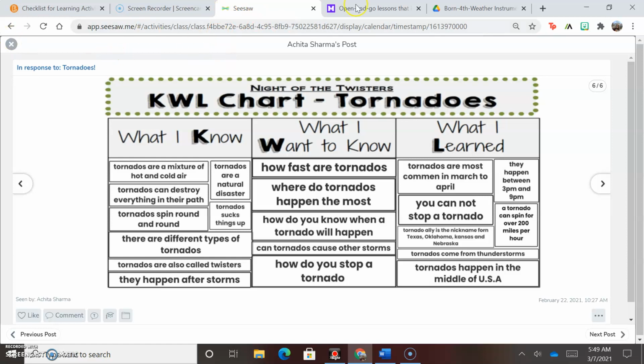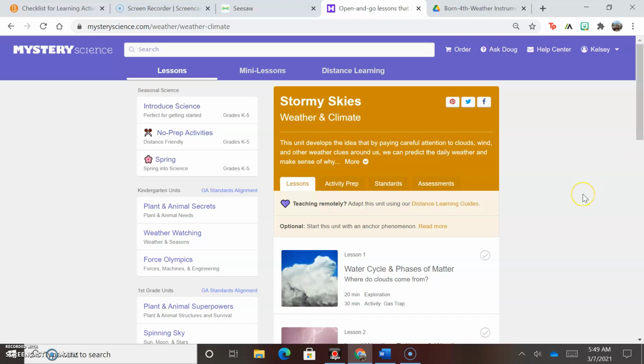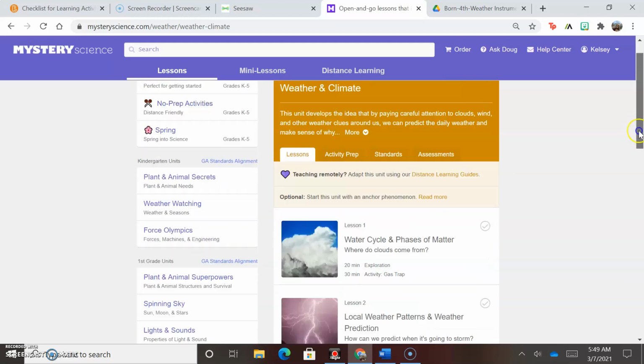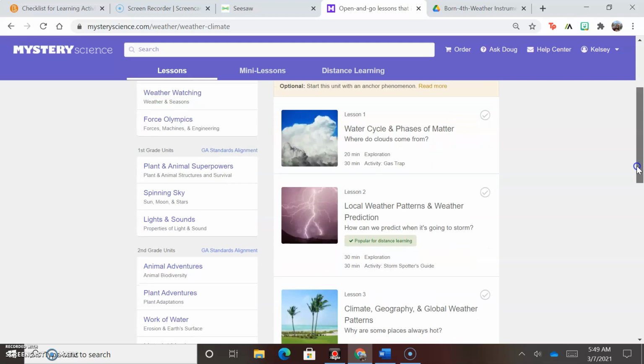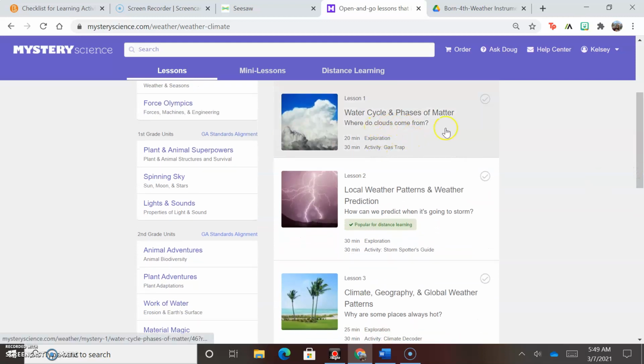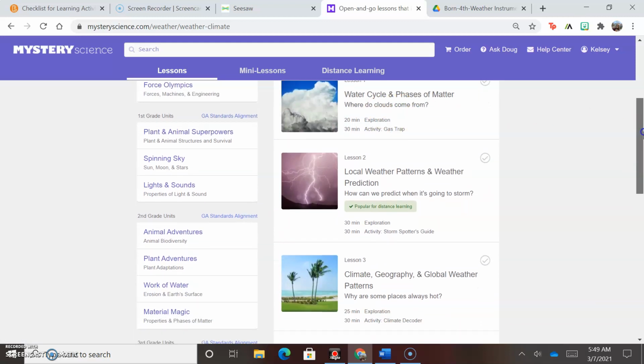So this was like our starter and opening, and that drove a lot of the instruction. And as for the science and the inquiry time, I used some water cycle lessons from Mystery Science, but mostly I used this unit, which is called Stormy Skies. The first one went through the water cycle and phases of matter, which is just a really good review. It talked about where clouds come from.